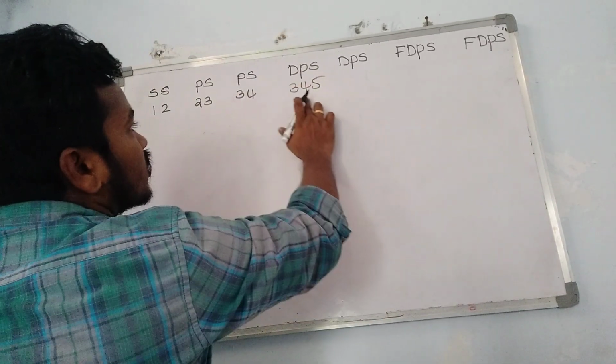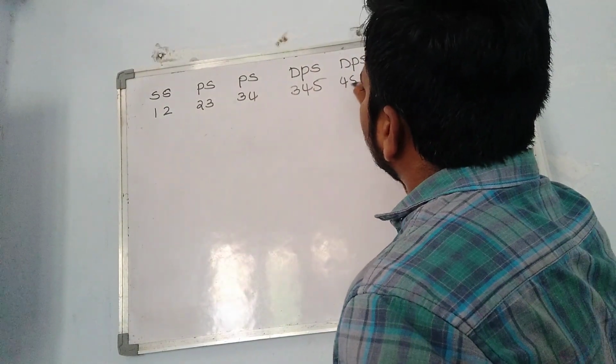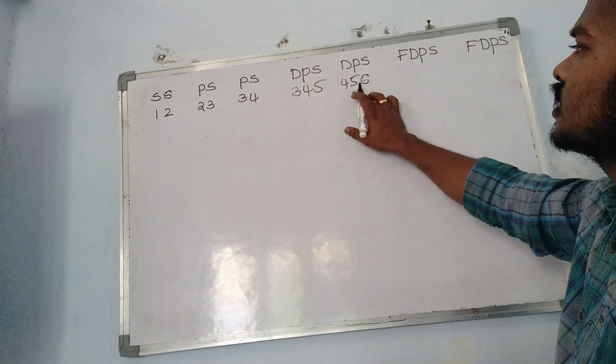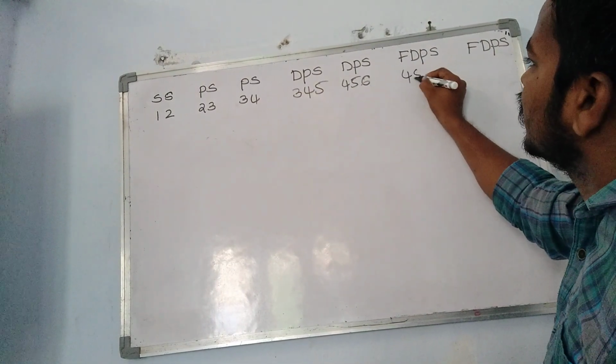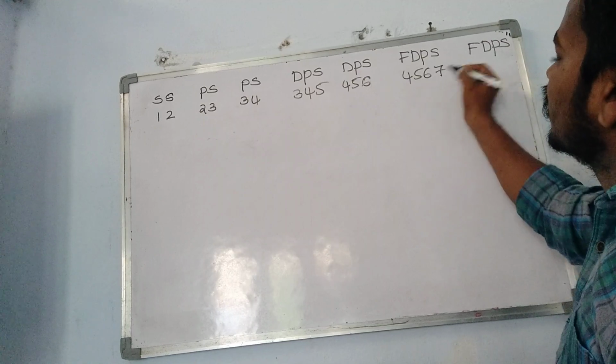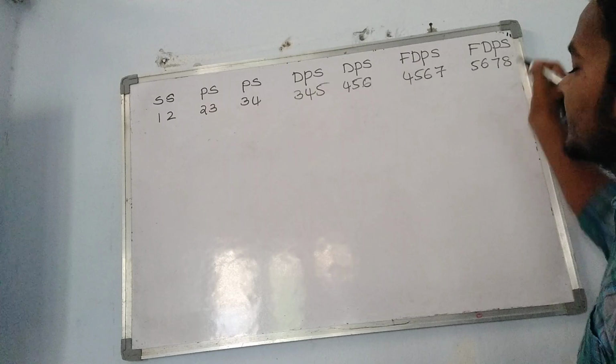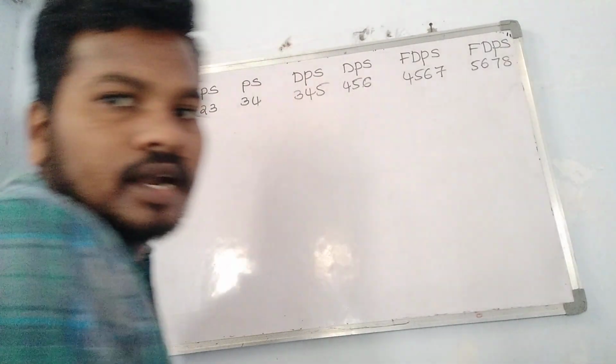After that, 4 5: take the last two digits here, 4 5 6. Here, the last has 4 letters, that's why you have to take 3 digits here, so you will get 4 5 6 7. Then take the last 3 digits, so you get 5 6 7 8. So this is the only thing about the electronic configuration.